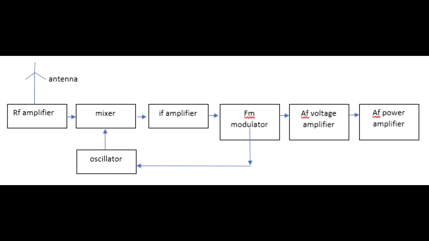At the IF amplifier, it has 10.7 MHz for easy operation. And then the FM demodulator will discard the RF carrier and leave the information signal. Some will feed back to the oscillator as automatic frequency control voltage to ensure stability in case of temperature changes. And then the voltage is increased by the voltage amplifier, and the power level is increased sufficiently to drive the speaker by the power amplifier, and then we'll be able to hear the radio.